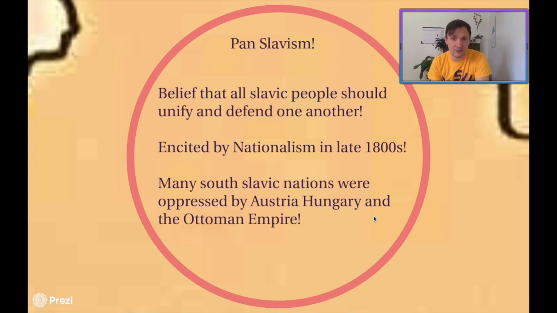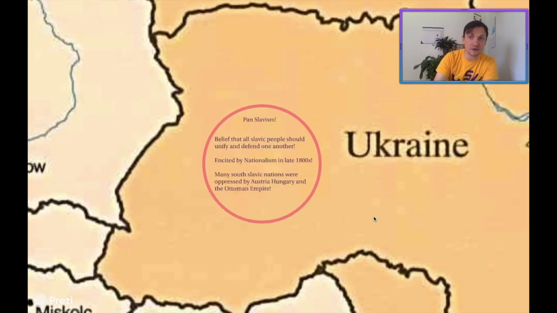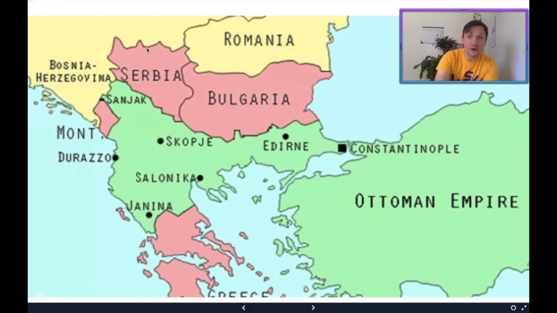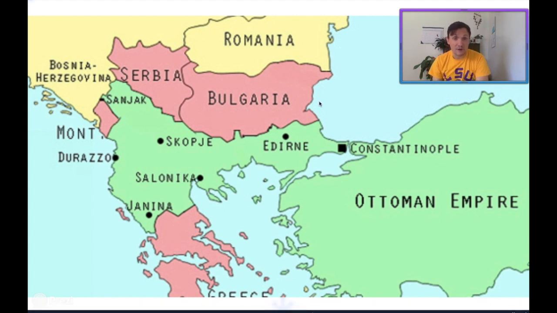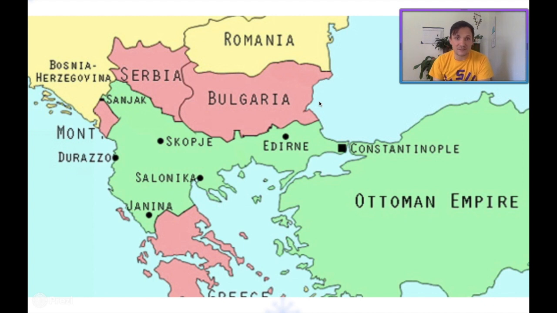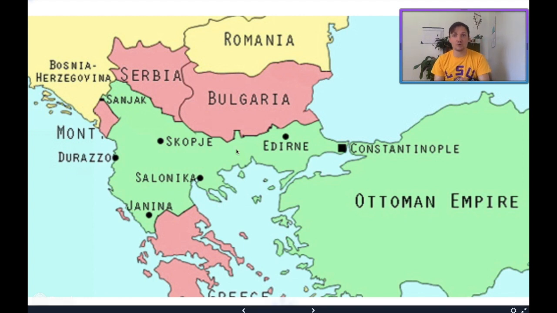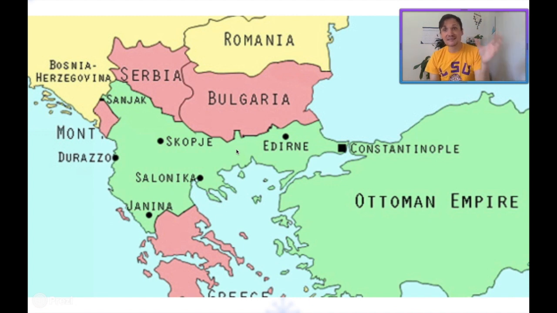And in the late 1800s, a bunch of these South Slavic nations were oppressed or taken over by Austria-Hungary and the Ottoman Empire. Now, going into the 1900s, though, there was a lot of particular tension, okay? Certain ones began to break away. Serbia broke away in the late 1800s. Bulgaria broke away in the late 1800s as well. But that wasn't enough for some of these other countries. Because look at all these other areas that you have that are still controlled by the Austrians and the Ottomans.